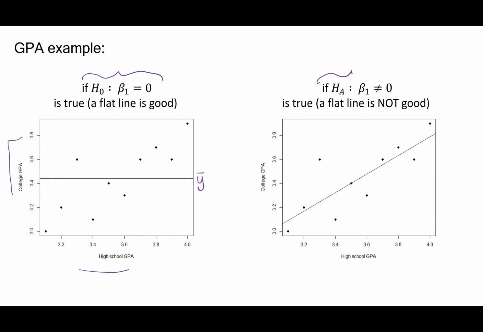However, if the alternative is true and the slope is not 0, so it's saying a flat line is not good to use, that means that pretty much a non-flat line will be best. And not only best, it's going to be better by enough to really matter here. So if the null is true, a flat line is good enough. If the alternative is true, no, it's not. We don't want a flat line. We could have a line that fits a lot better and is a lot more useful.